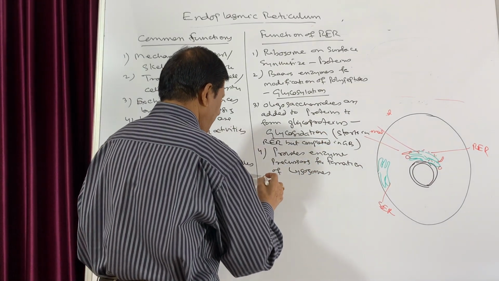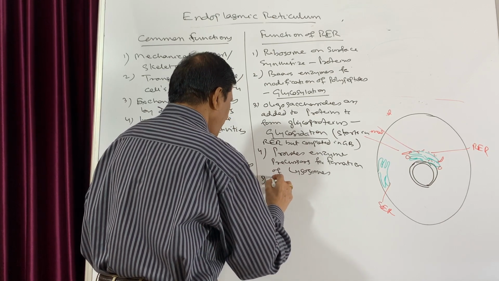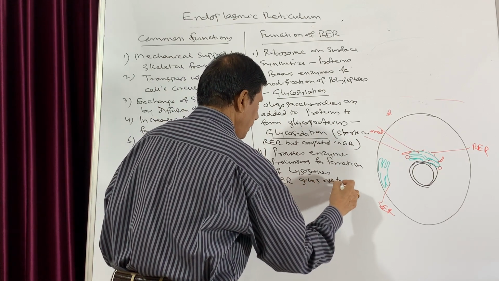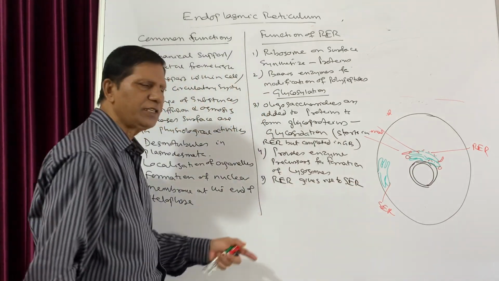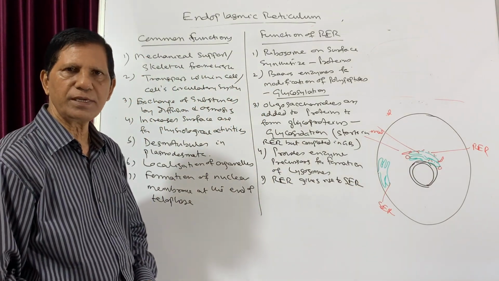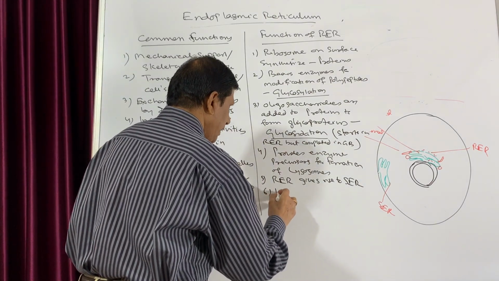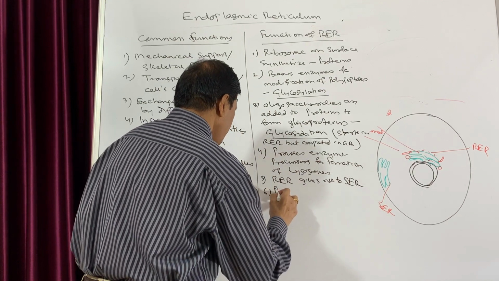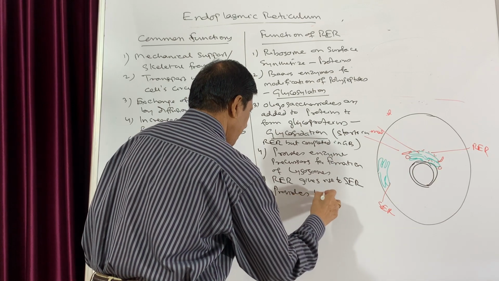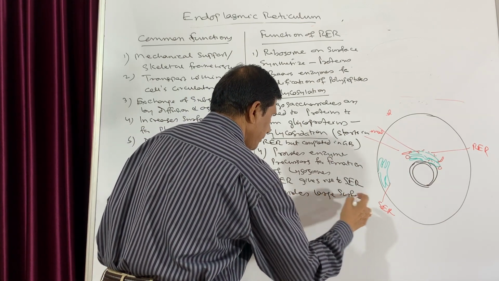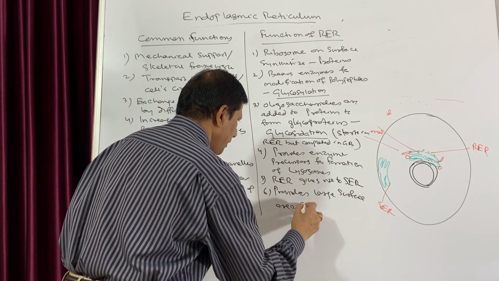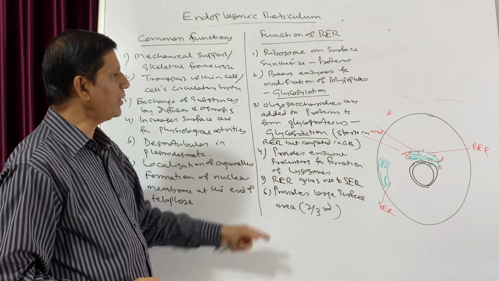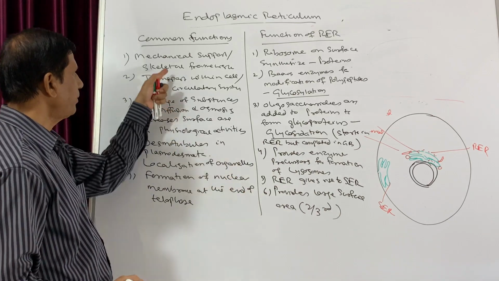Then the next point is that RER gives rise to SER, because if ribosomes are removed, it will be converted to SER. And also another is it provides large surface area, that means 2/3 of the membrane structures are only rough endoplasmic reticulum. So you see these functions are completely separate from the common functions.